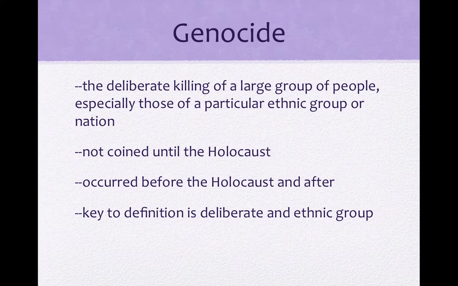What we're discussing in this section is really genocide, which is the deliberate killing of a large group of people, especially those of a particular ethnic group or nation. Now, genocide's been happening before and after the Holocaust, but the term wasn't coined until the Holocaust. And the key to determining whether something is a genocide is that they deliberately are killing a large group of people.